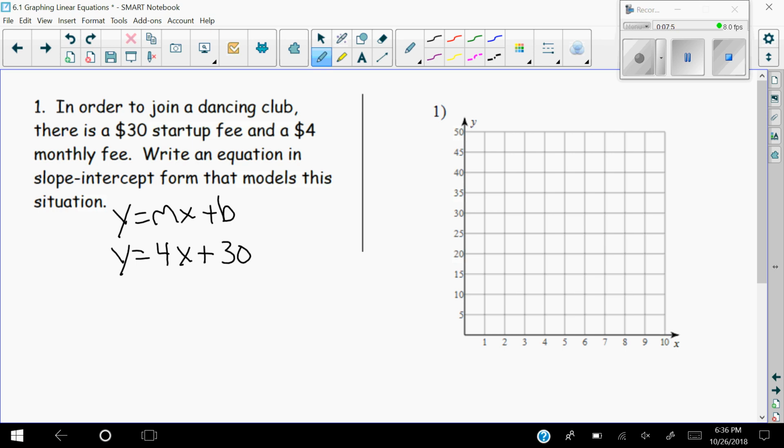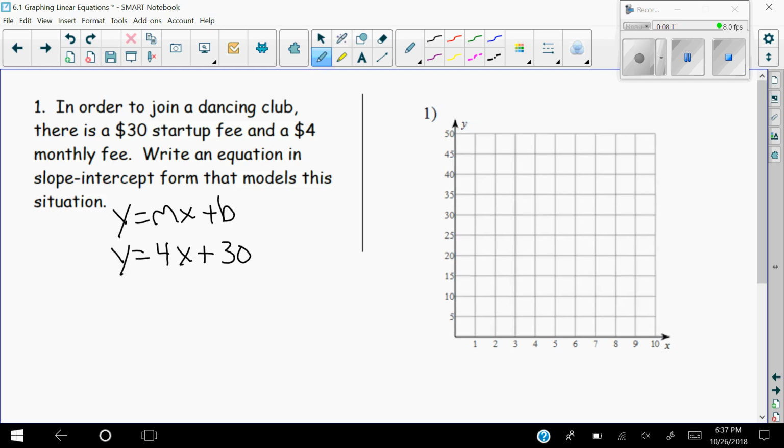Now, over here on the graph, I just want to show you what that looks like. So each month you go, every month you are at the club, there's an extra $4, but you begin with $30. So if I start off with 0 months, 0 times 4 is going to get me 0, and 0 plus 30. So if my x was 0, my y would be here at 30. And it just keeps going. So if I go over 1 month, that's going to be another $4. So it's going to add up to there.